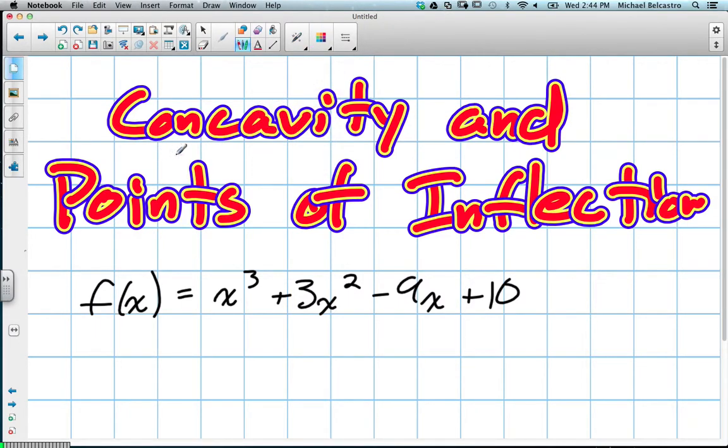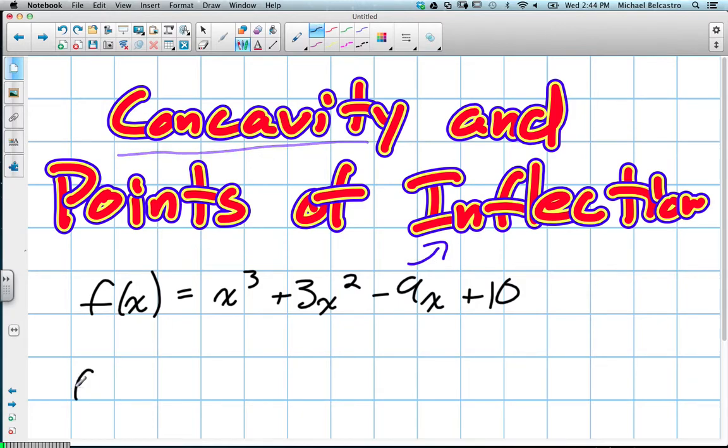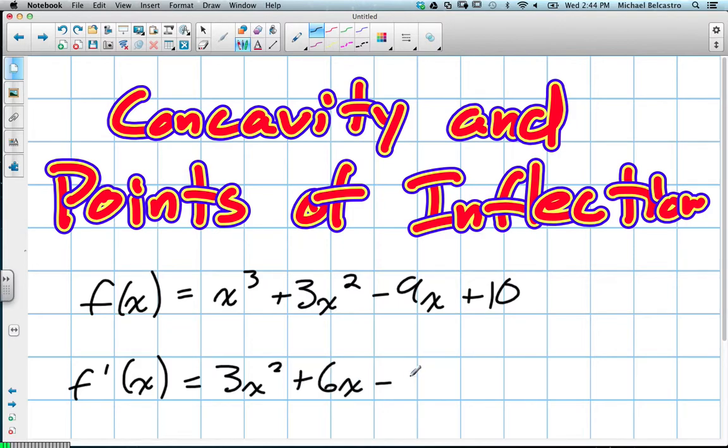So we're going to go over concavity and points of inflection. What we're going to do here is figure out that in order to find concavity and points of inflection, we're looking for the second derivative of a function. We know we can find the first derivative of a function, which we'll do: f prime of x is equal to 3x squared plus 6x minus 9.